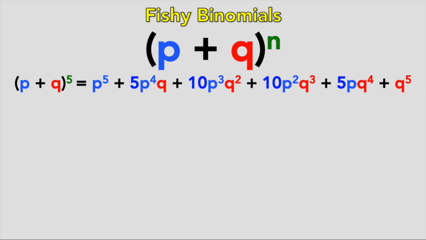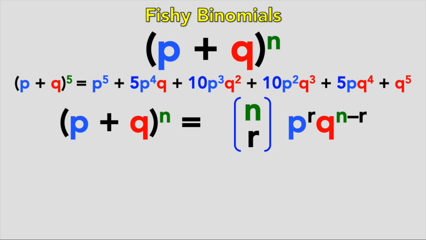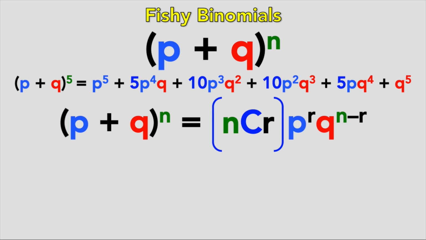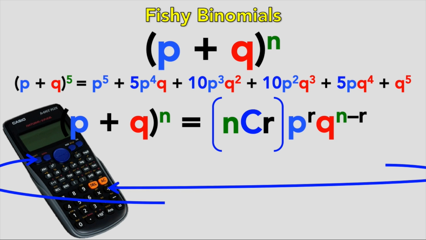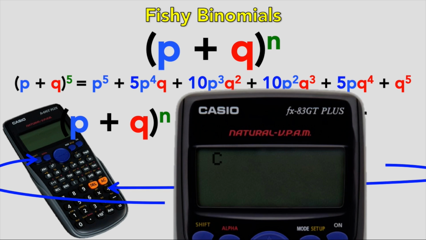Generally, the term is given by this: n choose r, NCr, which is your coefficient, and then p to the power of r multiplied by q to the power of n minus r, where q is just 1 minus p.